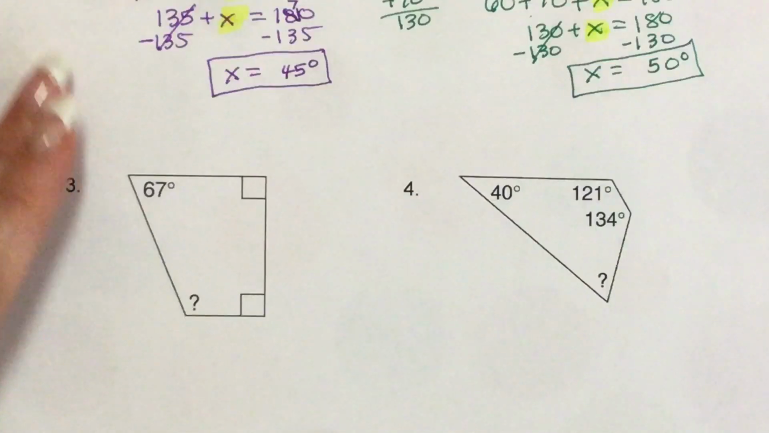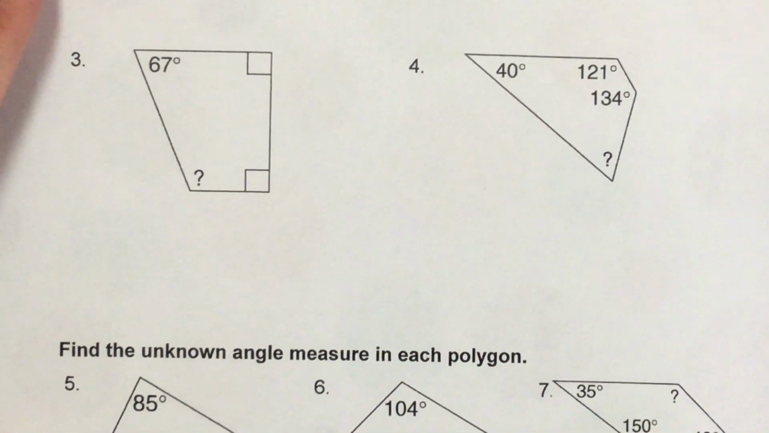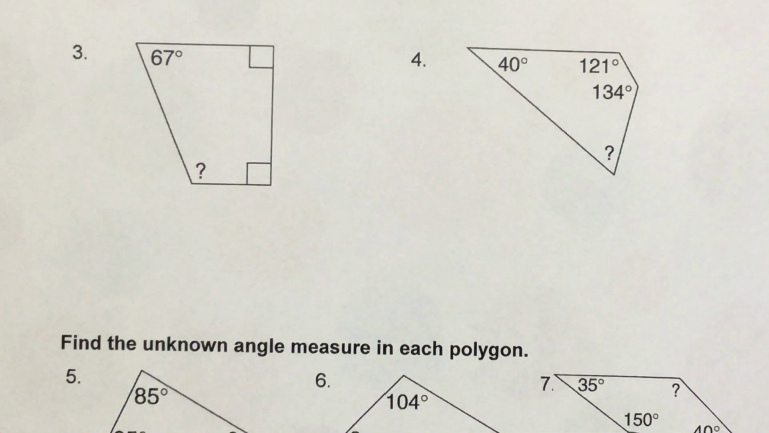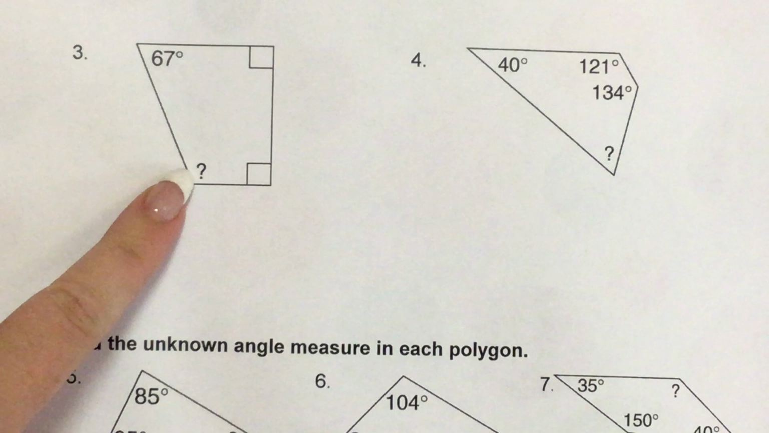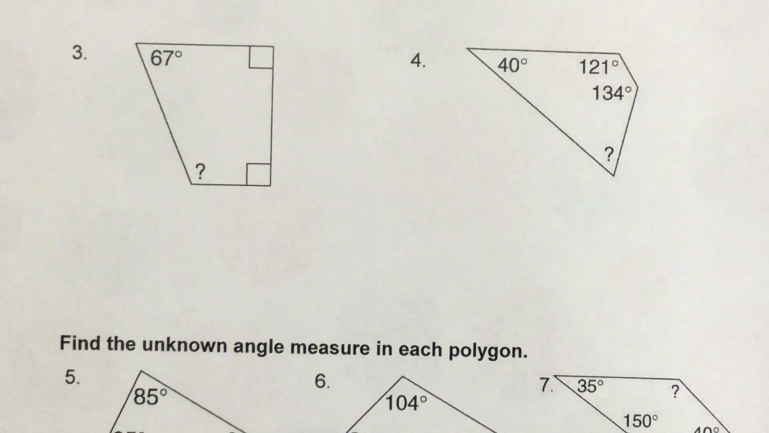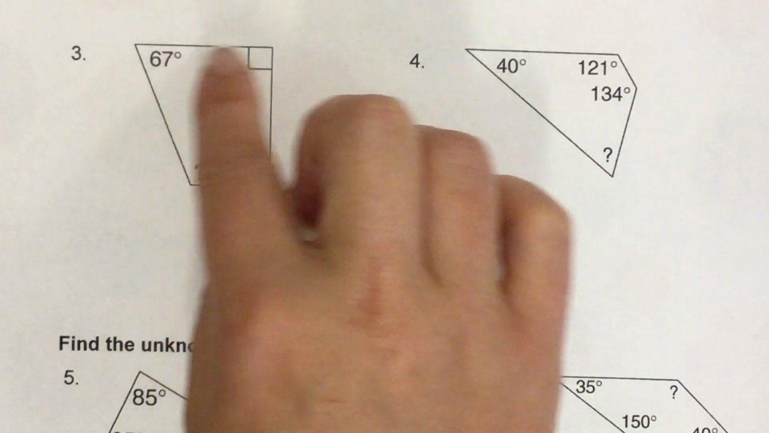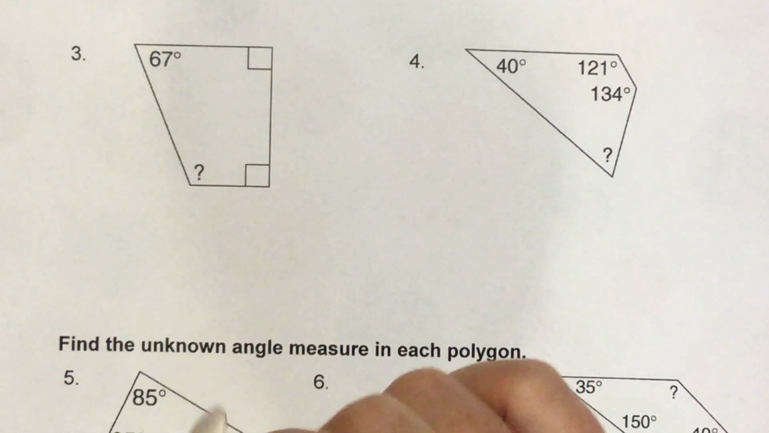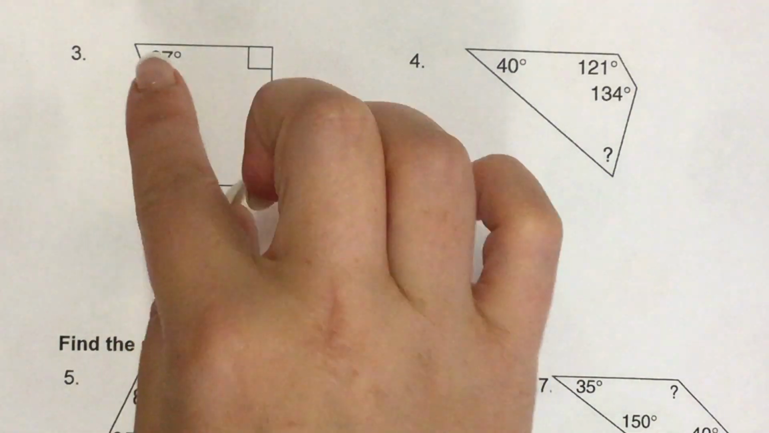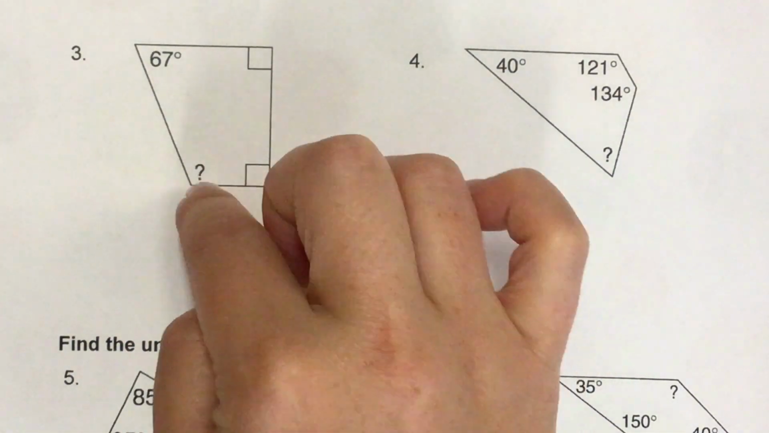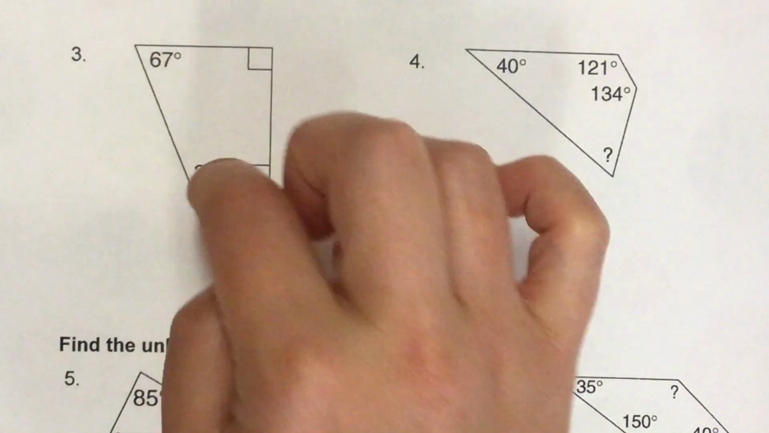All right, let's look at the next problem. The next problem is problem number 3. Now 3 is slightly more complicated because we're not dealing with a triangle. We need to figure out what this unknown measure is. But first, we have to figure out how many degrees are in a quadrilateral, because this is a 1, 2, 3, 4-sided figure. So I need to figure out first how many degrees there are in this quadrilateral.